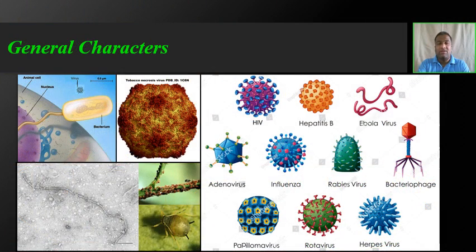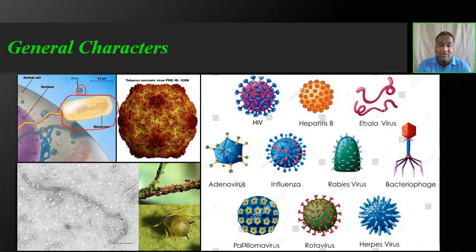Now we will see the actual size of the virus. In the previous lecture we have seen the image from which we got the idea about the actual size of the virus, which is 100 times smaller than the bacterium. Here is the bacteria and this is the small tiny virus, which is 100 times smaller than the bacteria and very much smaller than the other cell organelles and the entire cell of higher organisms.